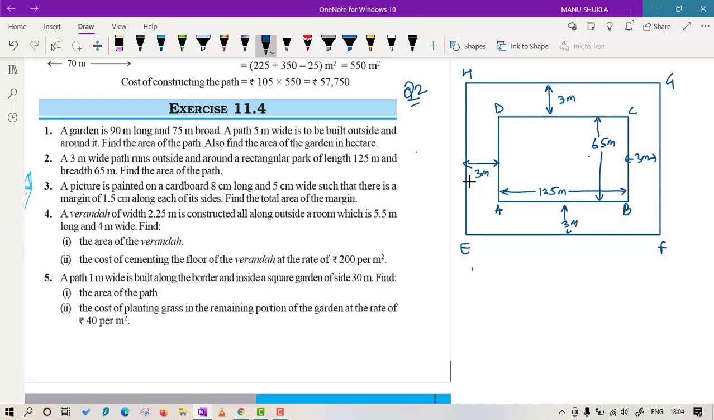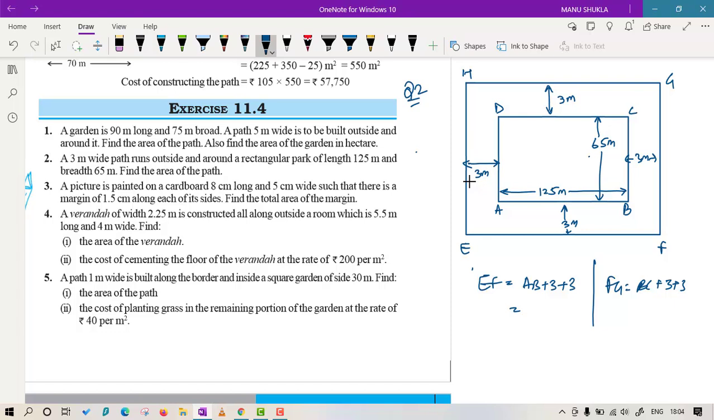So can you tell me what is the length of EF now? It is the same as the previous question. You can say EF is equal to AB plus 3, whatever it is you can find. Similarly, FG is equal to BC plus 3 and you are done. Find the area of outside rectangle minus inside rectangle, or write like this: area of path is equal to area of rectangle EFGH minus area of rectangle ABCD, and you will get your answer.